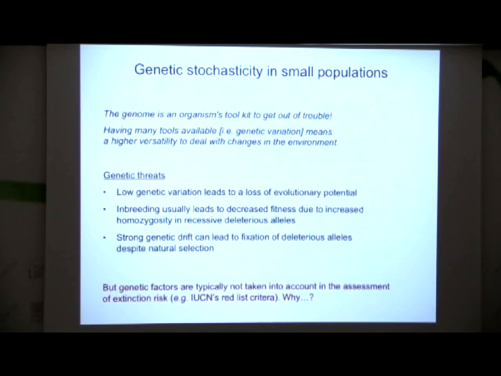Anyway, you would think that the IUCN used genetic parameters as one of the criteria for the red list, but they don't. In fact, if you read the whole document about red listing criteria, you cannot find the word genetic in there. I think it's mentioned once and only in passing. So why is that? I'm sure there are many political reasons for this and so on.